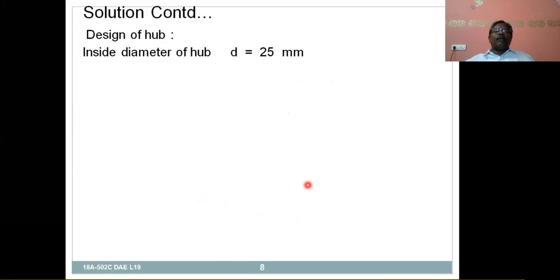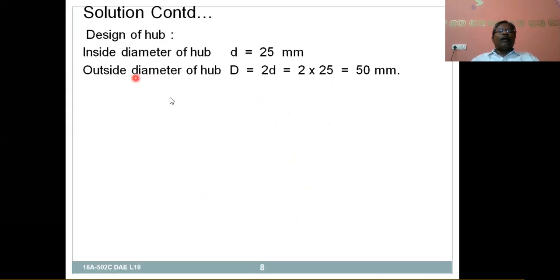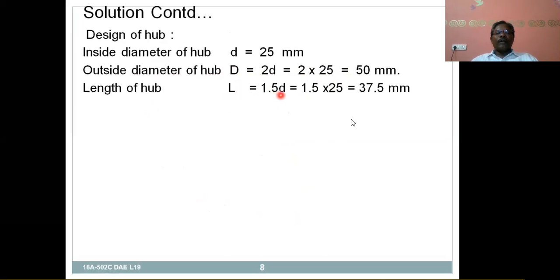Now design of hub. In the design of hub, the inside diameter of the hub is nothing but the shaft diameter itself, that is d is equal to 25 mm, and the outside diameter of the hub D is equal to 2d, that is 50 mm, and the length of the hub l is equal to 1.5d, that is 37.5 mm.